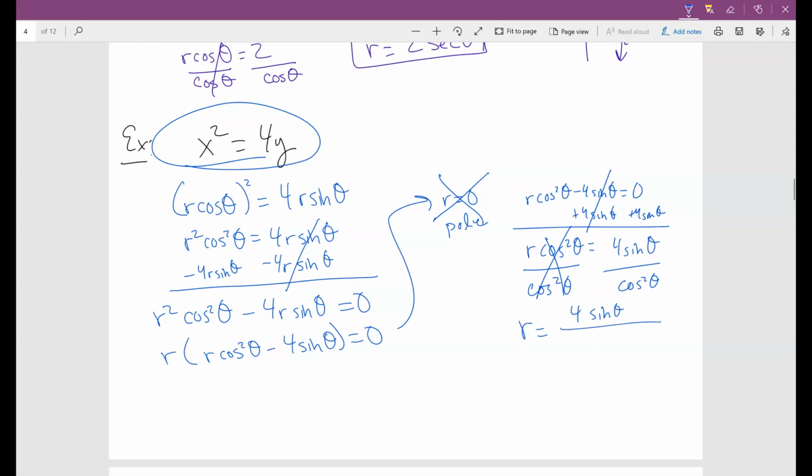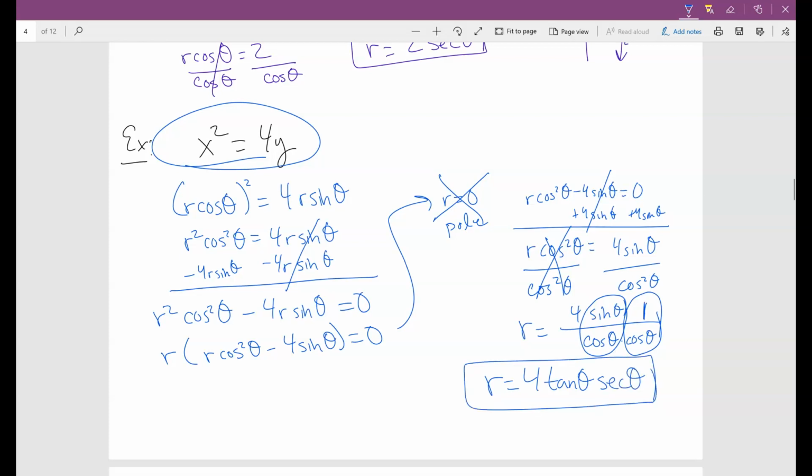Notice that in the bottom, I can write cosine squared theta as cosine theta times cosine theta, because there's 2 of them on the bottom. We can kind of see that r is going to be equal to 4. This guy is just tangent of theta. And then this guy, where there's an imaginary 1, is going to be secant of theta. So this is the equation for that particular problem.